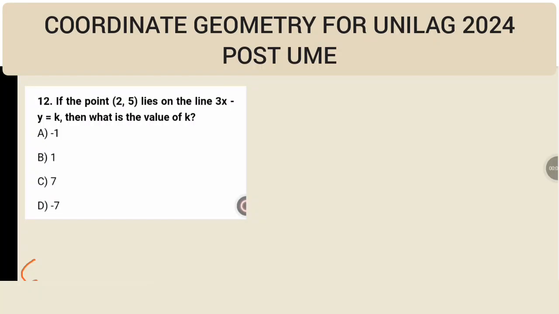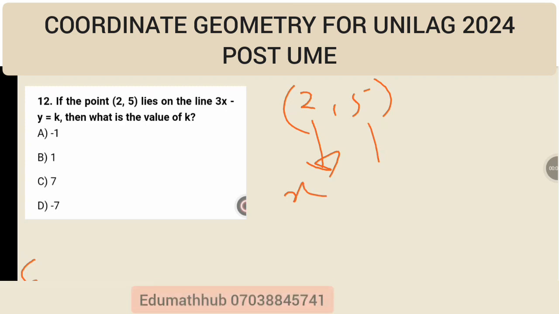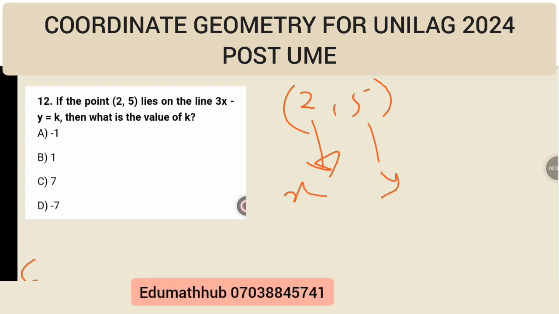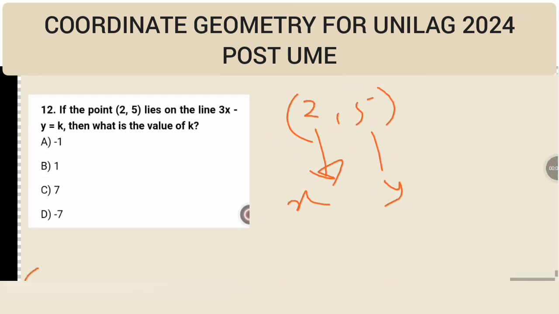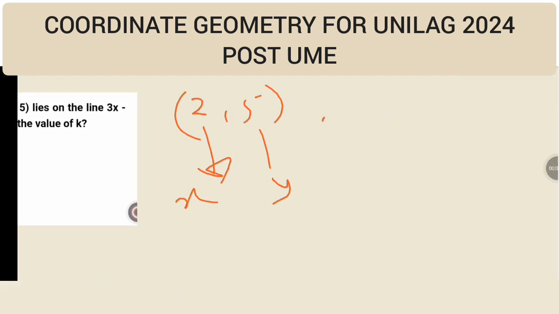So let's take the first question. If the point (2, 5) lies on the line 3x minus y equals k, you have to find the value of k. So this is coordinate geometry, very straightforward. The given point is (2, 5), so x is 2 and y is 5. And you're given the equation of the line as 3x minus y equals k.